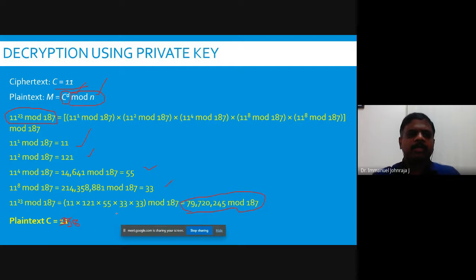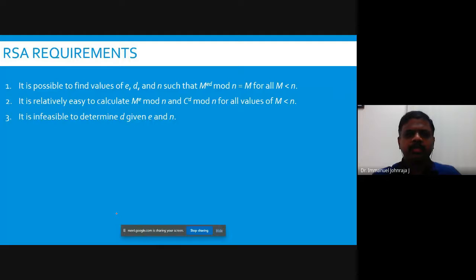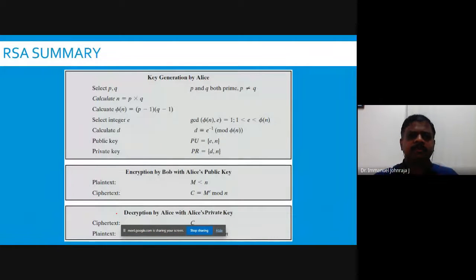All right, so before going into the requirements, let's see the summary, how it happens. Very simple steps. If you could remember, it is better. So we are going to choose two numbers, P and Q. P and Q are both primes, not relatively primes. They are individually prime numbers, and it cannot be equal to each other. Then calculate the value of n, second step. Calculate phi of n, p minus 1 into q minus 1.